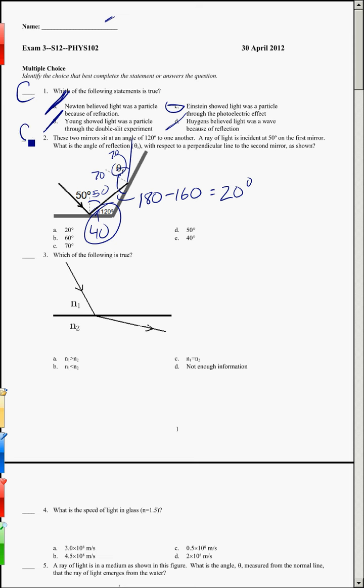Which of the following is true? Right, I'm going from a bending away from the normal. If I consider my wave fronts, it's going to have to be traveling faster here in order to go in this direction. That means that N2 must be less than N1. So number 3 is A.